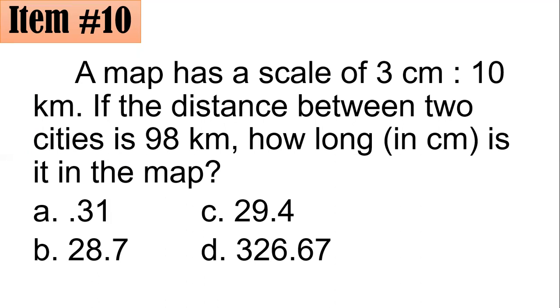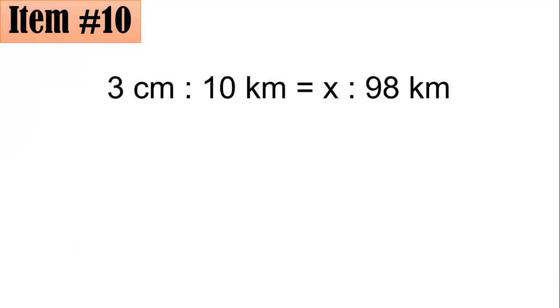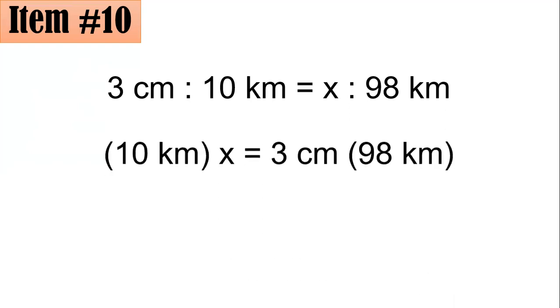Is it 0.31, 28.7, 29.4, or 326.67? Which is the correct approximation here, or which is the correct answer? So from here, by ratio and proportion, 3 cm is to 10 kilometers equals x, the distance in cm in the map, is to 98 kilometers. Remember that the product of the means equals the product of the extremes.